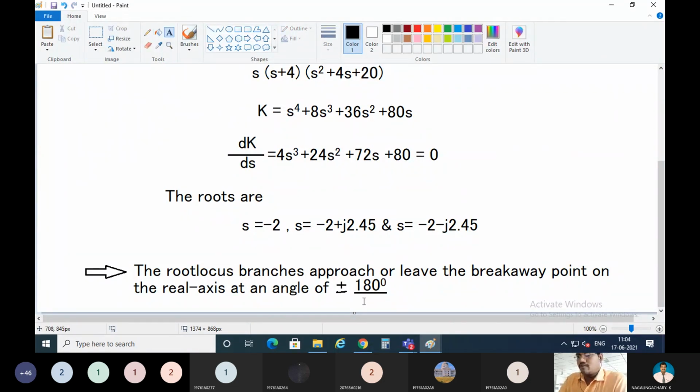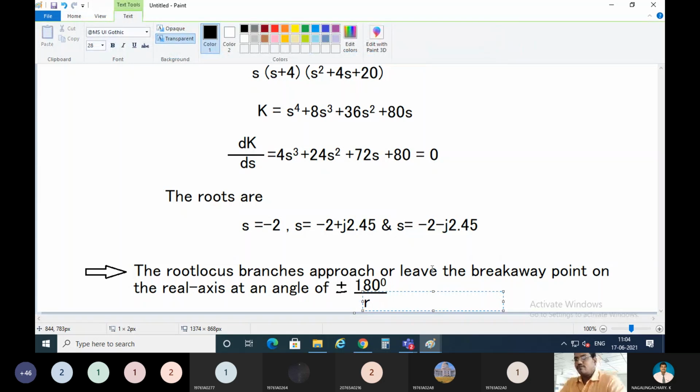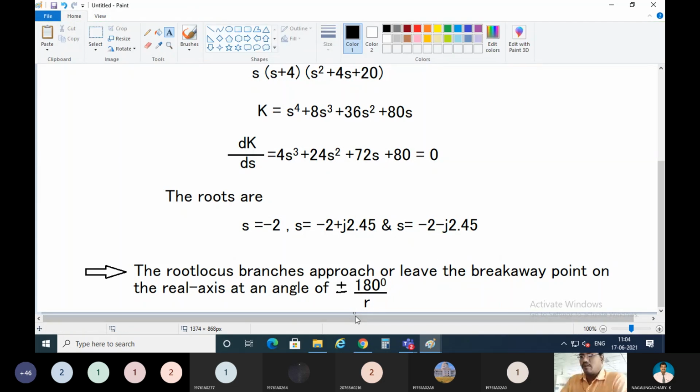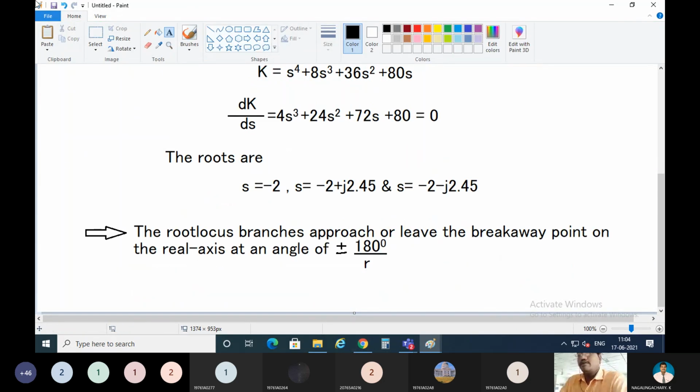What is r? This is a very important point. At this angle, the branches are going to approach or leave the breakaway point, plus or minus 180 degrees by r, where r is the number of root locus branches approaching or leaving the point.